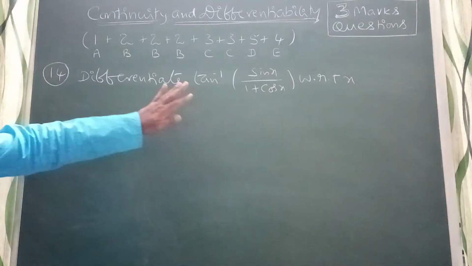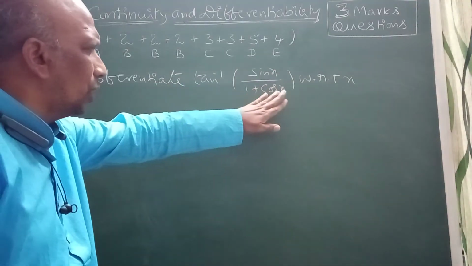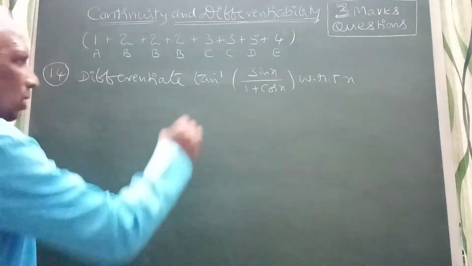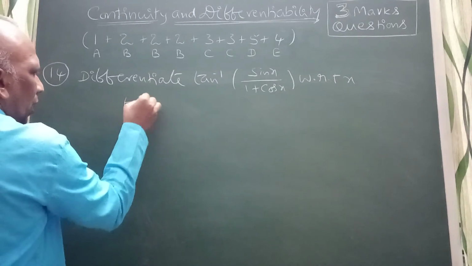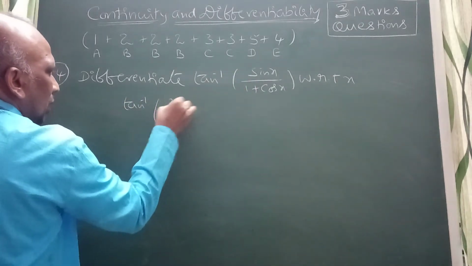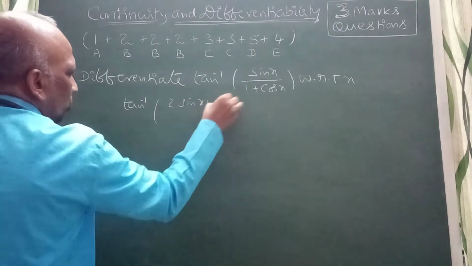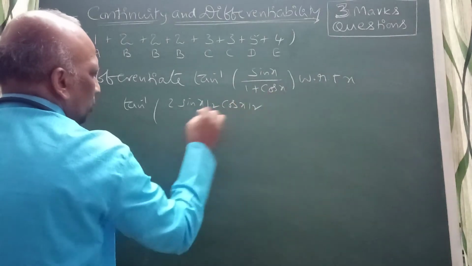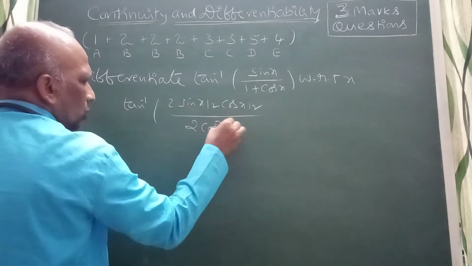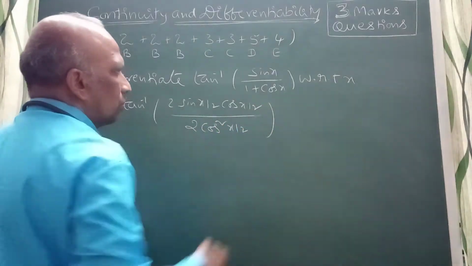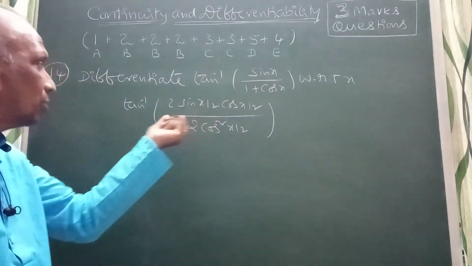Now see, in this problem, they have asked to differentiate tan inverse of sin x by 1 plus cos x with respect to x. Before differentiation, I will simplify. Tan inverse of sin x by 1 plus cos x, I can write as 2 sin x by 2 cos x by 2 divided by 2 cos square x by 2. This is the given one. You take the given one and simplify.